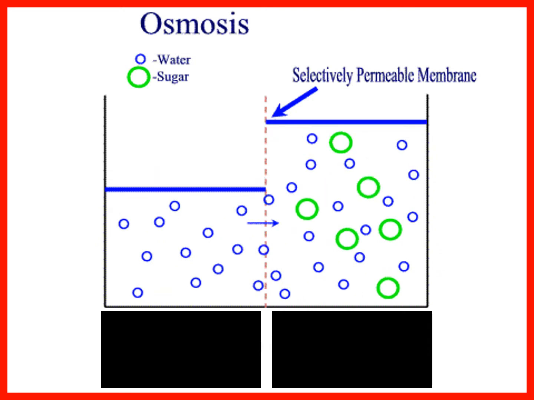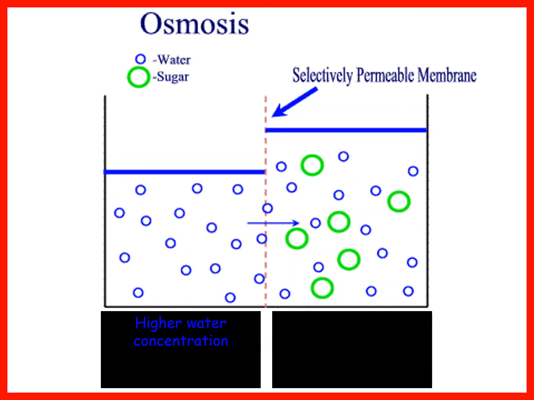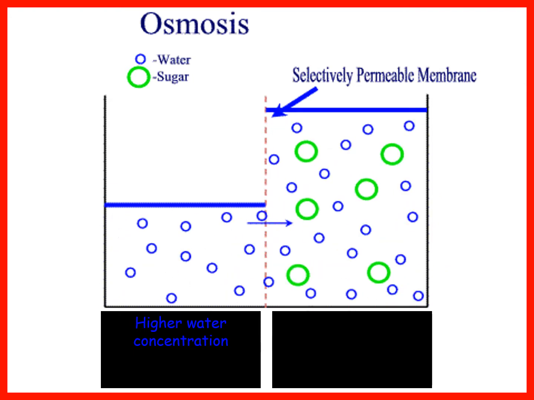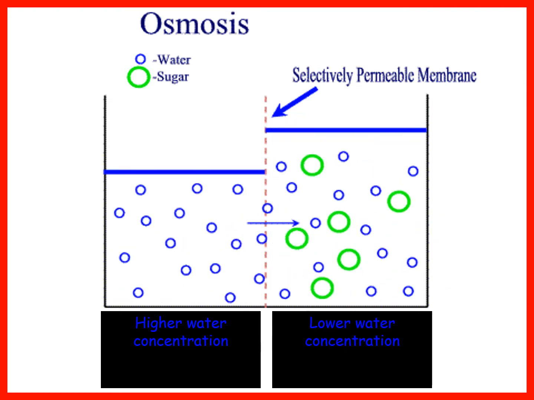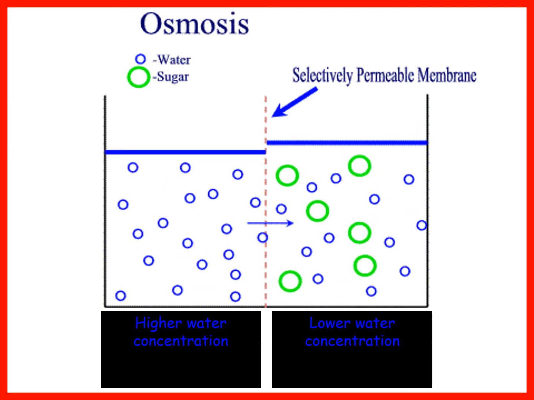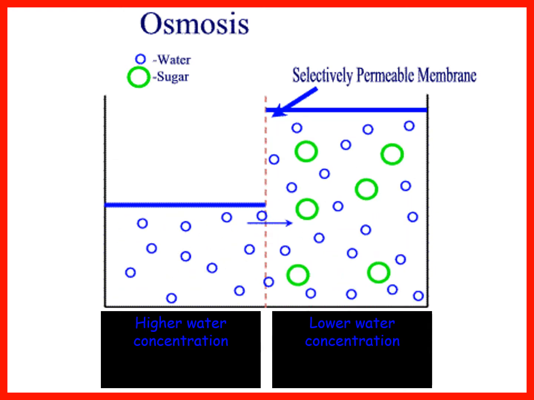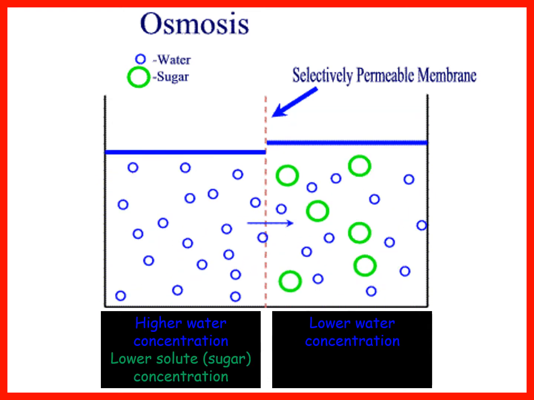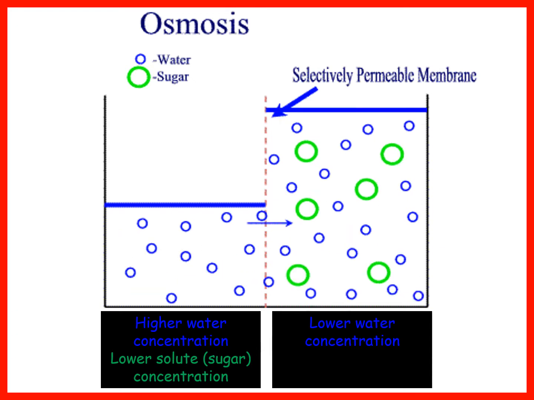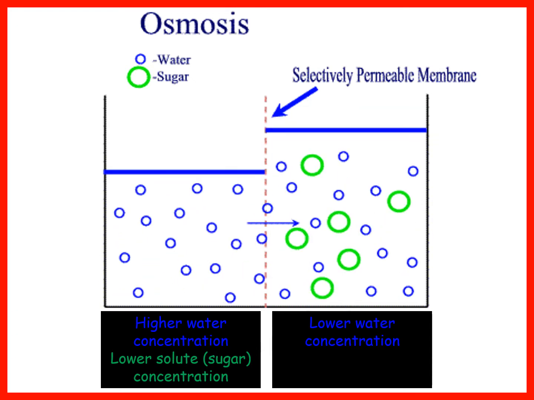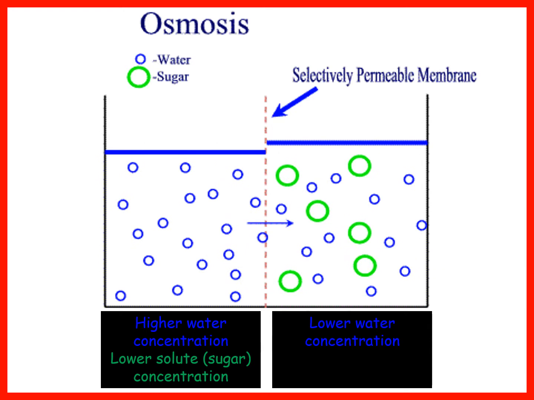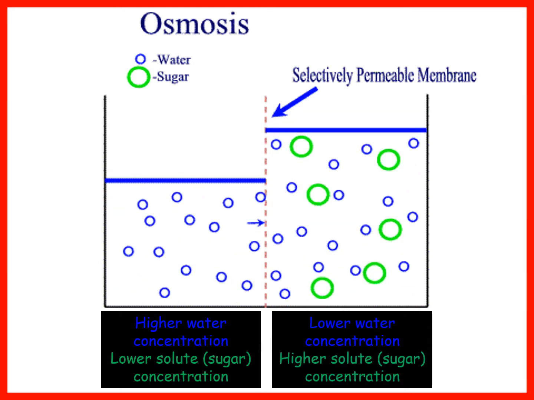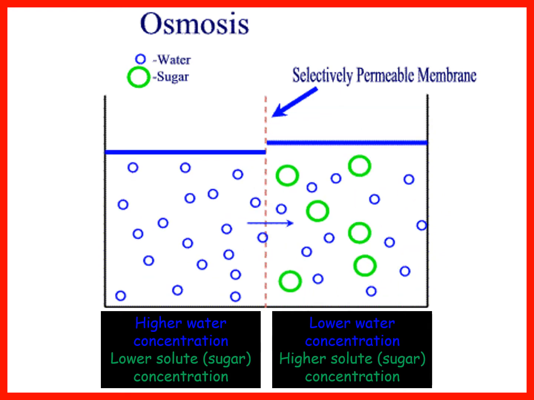Here you can see an example of osmosis, where you've got higher water concentration on the left side, and the water is moving to a lower water concentration on the right through the partially permeable membrane. On the left, you can see that there is no sugar or solutes, so there's a lower solute concentration. So using the same idea, you could also say osmosis is the movement of water from a lower solute concentration to a higher solute concentration through a partially permeable membrane.